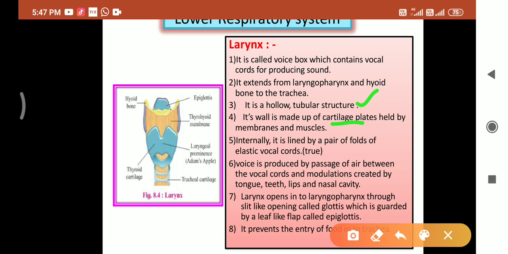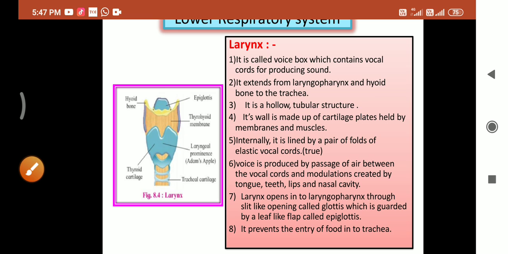And the next one is, internally it is lined by a pair of folds of the elastic vocal cord. Okay, so this is the true vocal cord. With the help of this cord we can speak. Internally a pair of folds of elastic means elastic muscles. Okay, so those muscles are called the vocal cord. When these elastic muscles, the vocal cord, vibrate, then sound is produced.